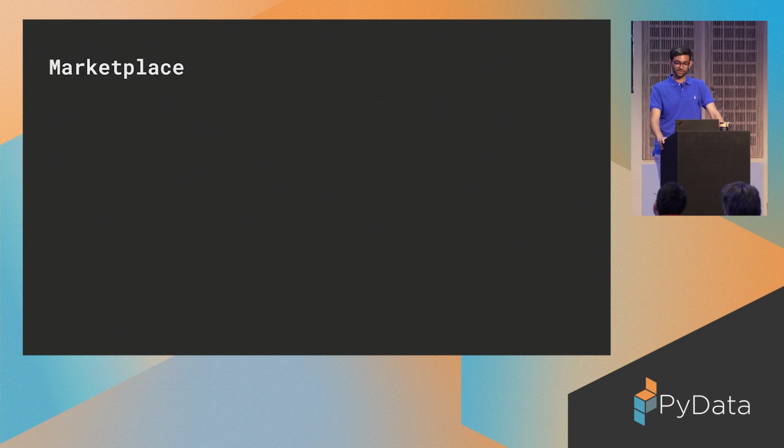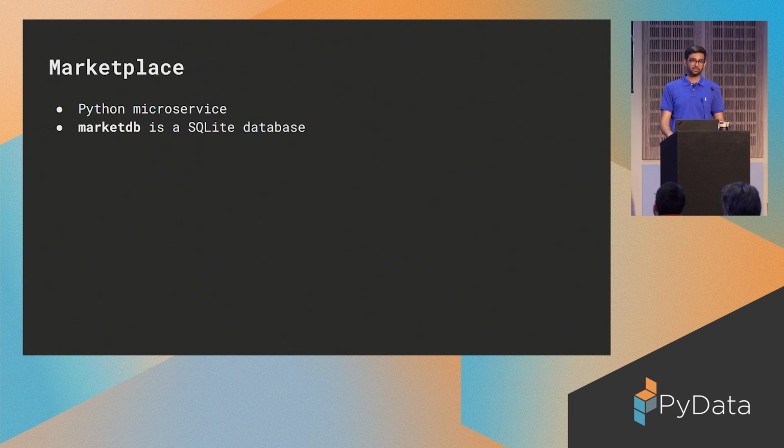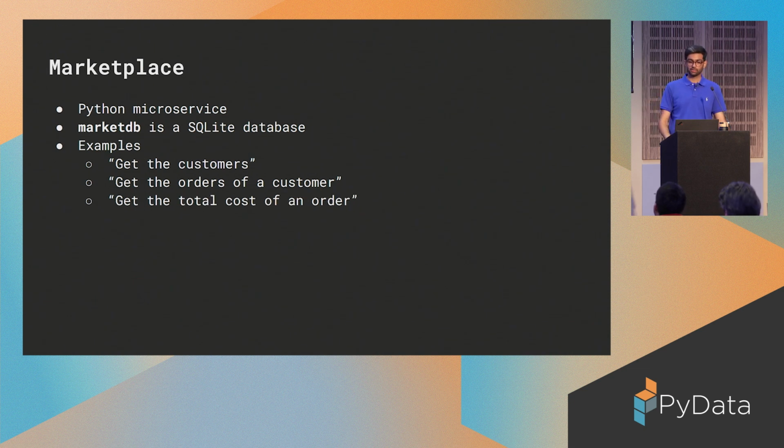Okay, so let's start the journey now. We have a sample marketplace application, a Python microservice which uses SQLite as a database, and the name is MarketDB. The sample service is like a marketplace from the point of view of a shop owner, where you can query: get me the customers who've shopped here, get me the orders of a particular customer, get me the total cost of a particular order, etc. This is how we're going to see how SQLAlchemy affects this service.